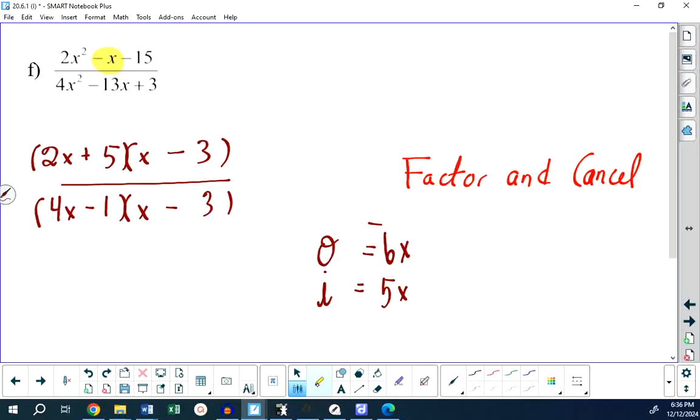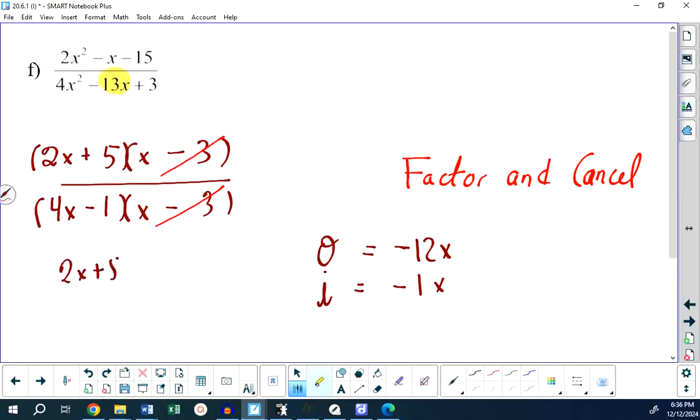If you FOIL this out in the denominator, your outer is negative 12x, your inner is negative 1x, and that is what I call a jackpot. You add those together and get negative 13x. So we can cancel these and write our answer as 2x plus 5 over 4x minus 1, and x is not equal to 3.